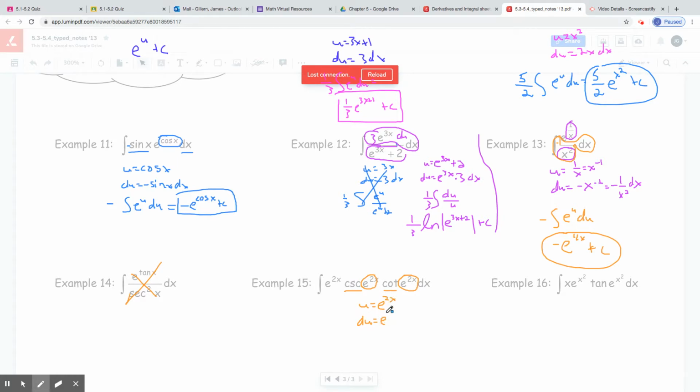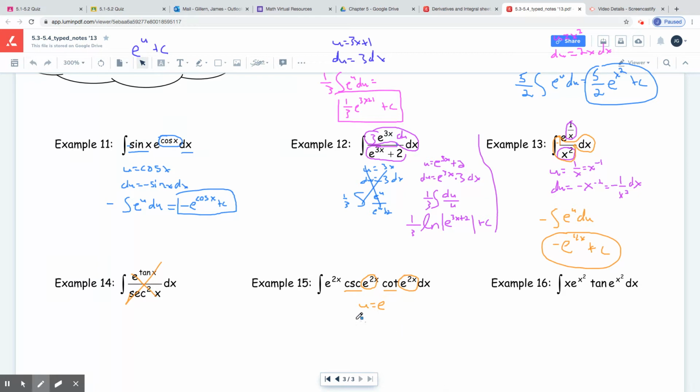Derivative of e to the u is e to the u du. So it's e to the 2x times 2 dx. I have e to the 2x, I just needed a 2. There's my 2 dx. So I have 1/2 on the outside. So everything that's underlined in pink is my du, right? That's all gone. So what's left?